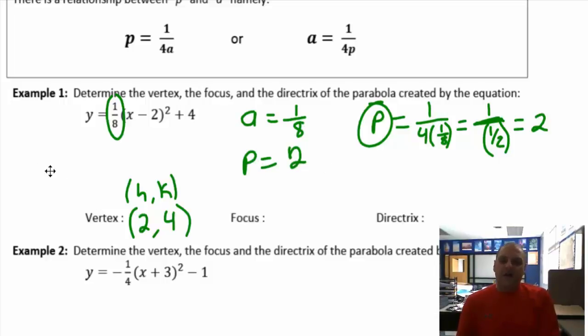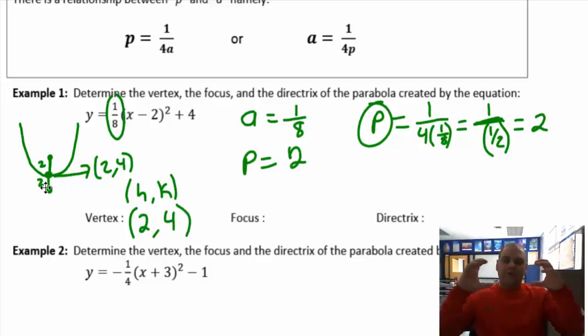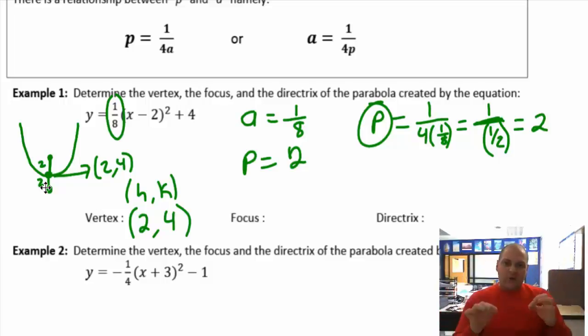How do I get my focus now? Well, let's draw a picture. I have some parabola, and I know it opens up. I have a focus and a directrix. I know my vertex is the point (2, 4) and my p value is 2. So I go up 2 and down 2. From that (2, 4), I go up 2 and that's my focus, and I go down 2 and that's my directrix line.